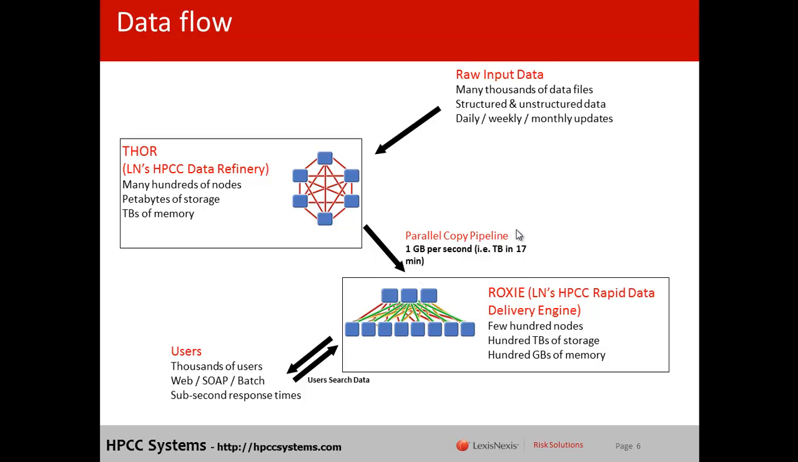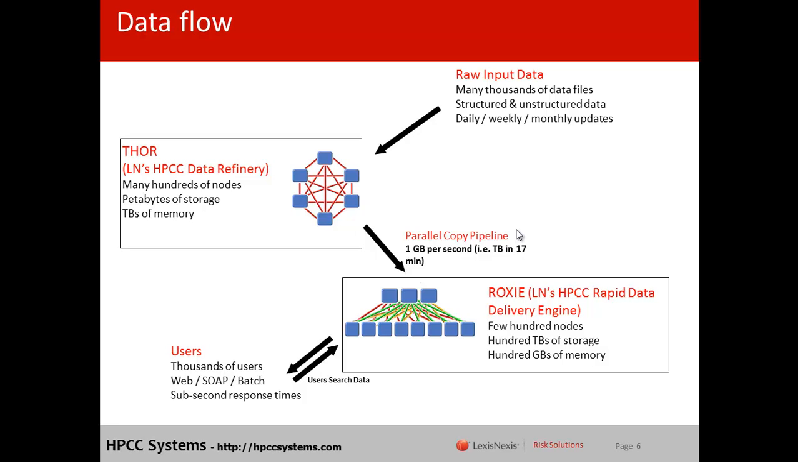Finally, let's look at the data flow of the clusters and how they interrelate and how they react together. Again, starting at the top, we have raw input data, where we have many thousands of data files, structured and unstructured, on a daily, weekly, or monthly basis. Those are loaded into THOR, processed by THOR on many hundreds of nodes with petabytes of storage and terabytes of memory. And then when ready, we parallel copy the cleaned and linked and processed data to the ROXIE query using a 1 gig per second parallel copy pipeline.